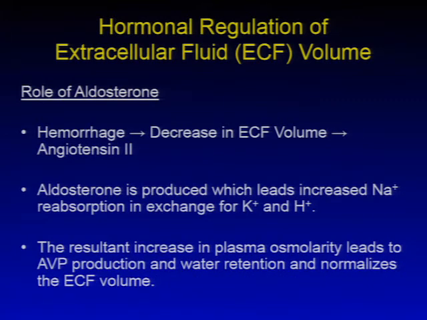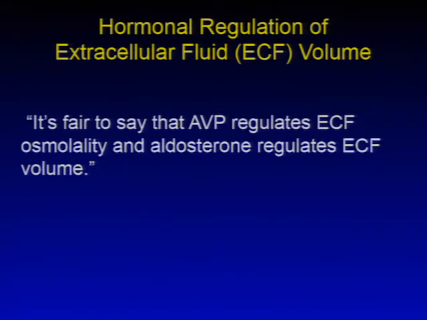Role of aldosterone: hemorrhage causes a decrease in extracellular fluid volume, leading to the production of angiotensin II. Aldosterone is produced in response to angiotensin II, which leads to an increase in sodium reabsorption in exchange for potassium and hydrogen ions. The resultant increase in plasma osmolarity leads to AVP production and water retention and normalizes the extracellular fluid volume. It is fair to say that arginine vasopressin regulates the extracellular fluid osmolality and aldosterone regulates the extracellular fluid volume.